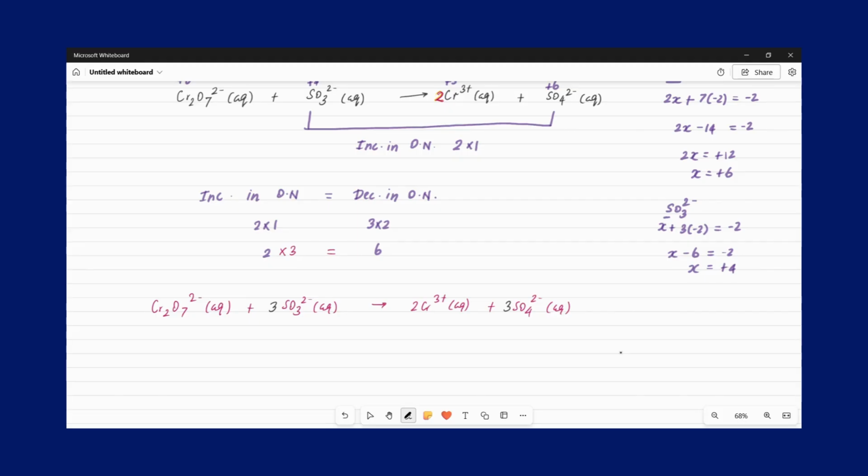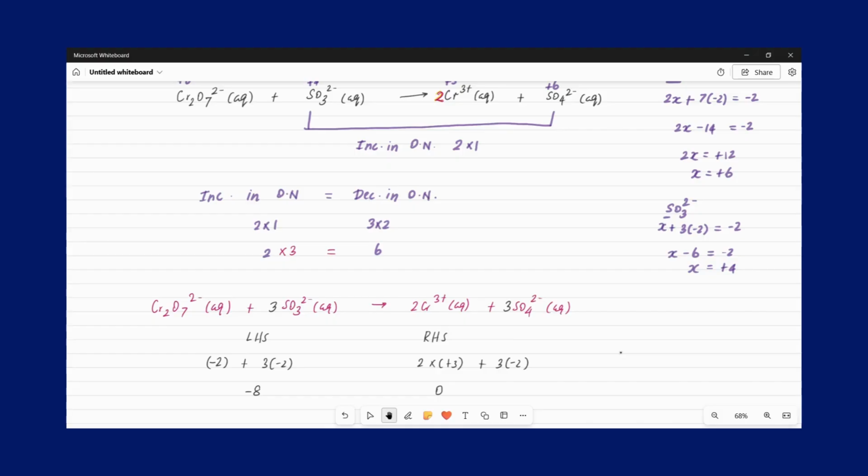So now let me first balance the charges. I am just taking left hand side and right hand side. When I look at the charges, negative 2 plus 3 times negative 2. Here 2 times positive 3 plus 3 times negative 2. I want to equate these charges. So here the left hand side net charge is negative 2, negative 8. In the right hand side the net charge is positive 6, negative 6, so 0.